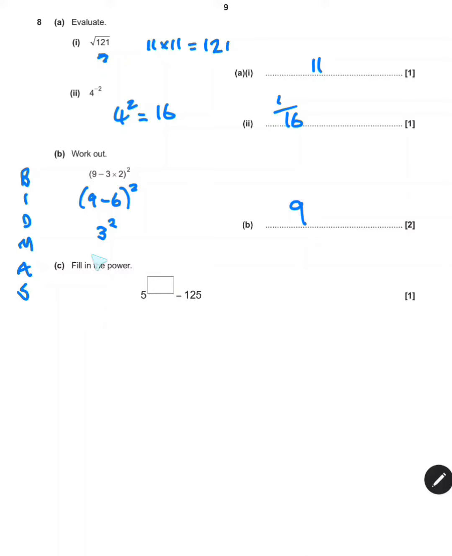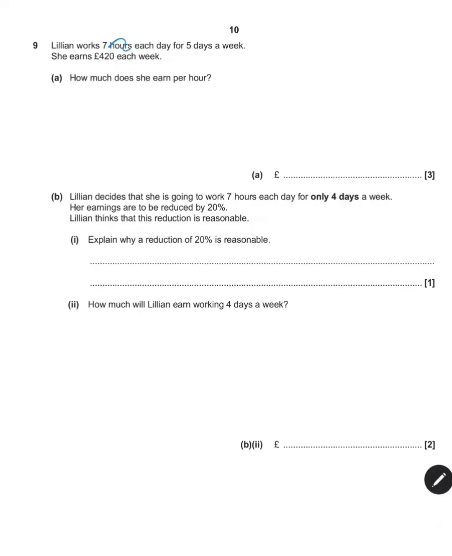Part C, filling in the missing power, we just need to know that 5 times 5 times 5 is 125. 5 5s are 25, times 5 again is 125, so that's 5 cubed. Question 9, we've got somebody working 7 hours each day for 5 days a week, and she earns £420. And we're trying to work out how much she earns per hour.